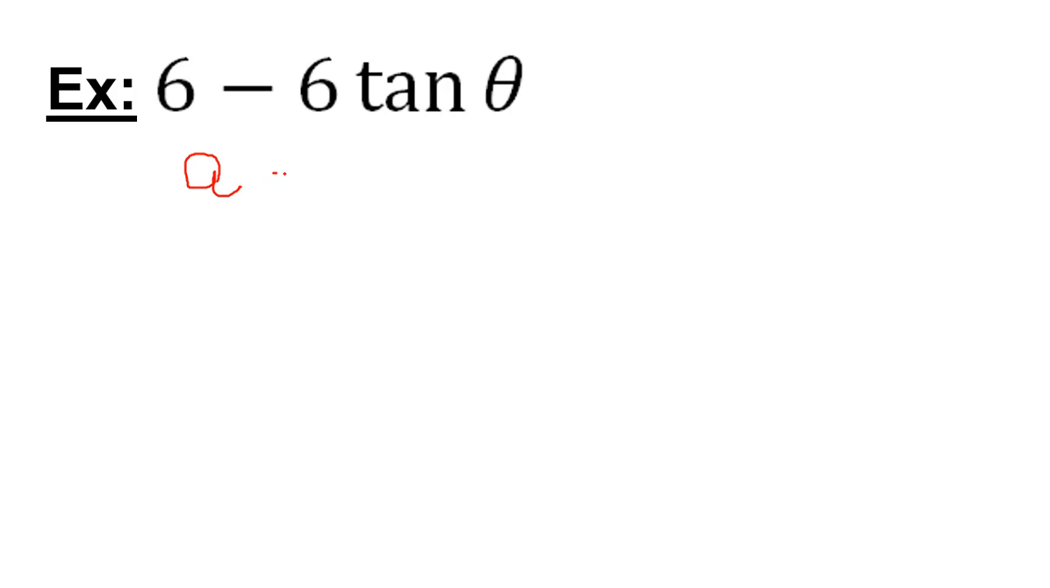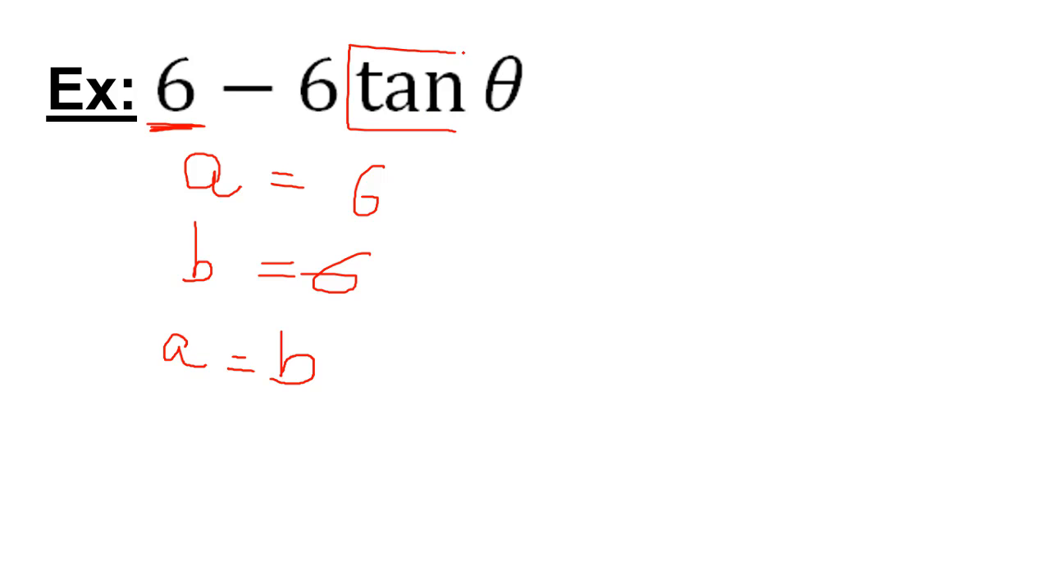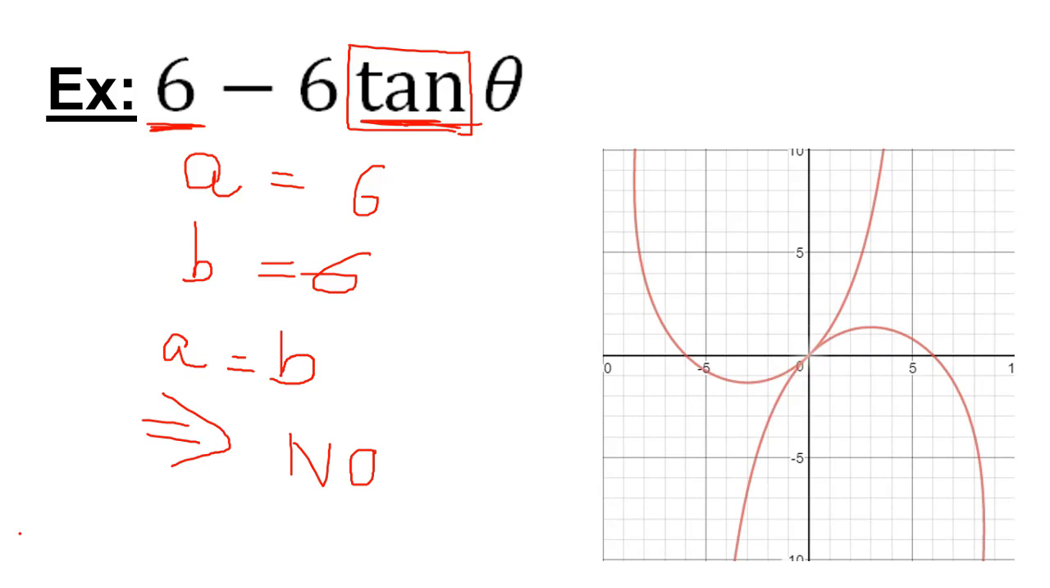So next, let's do the next example. This equation, is this a cardioid? Let's do it again. a is equal to 6, a is here, and b is equal to 6. So a equals b. Somebody might think that this is a cardioid, but you must pay attention to this: this is tangent, not sine or cosine. Because of this, this is not a cardioid. No, and this is the graph of it.